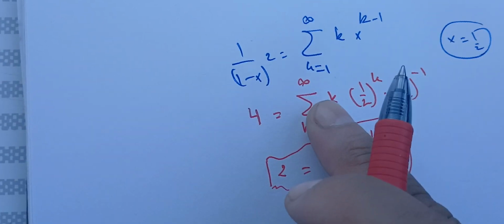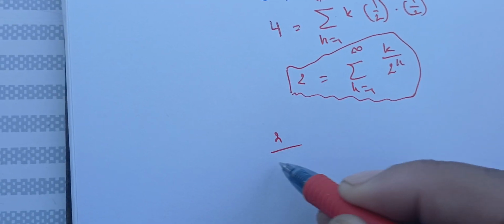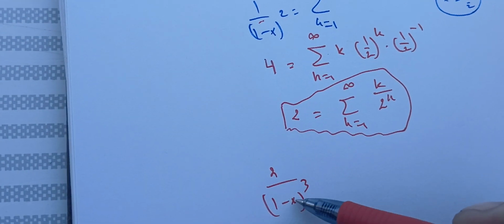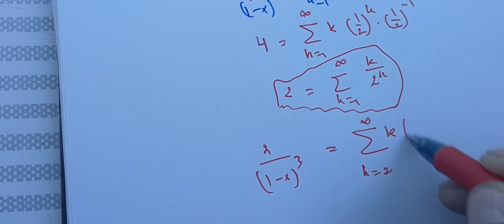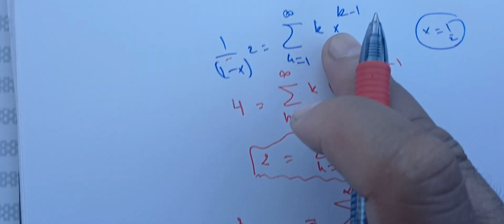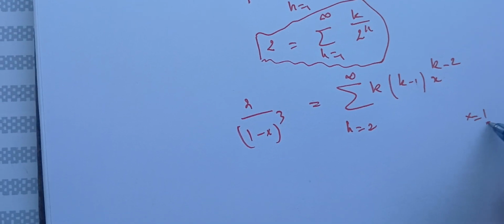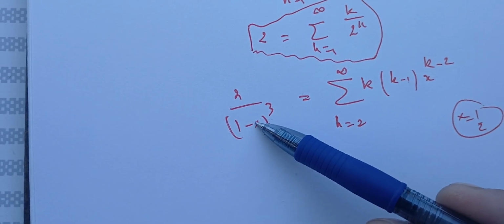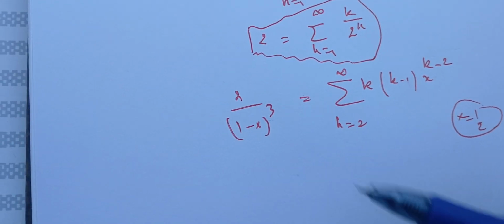This is very important. Now I can differentiate this one more time to get 2 over 1 minus x cubed. On the right side, I'm going to get the sum with k going from 2 to infinity of k times k minus 1 times x to the power k minus 2. This is the derivative of x to the power k minus 1. The same thing when I plug x is 1/2: 1 minus 1/2 is 1/2, cubed that's 1/8. So I have 2 over 1/8, that's 16.